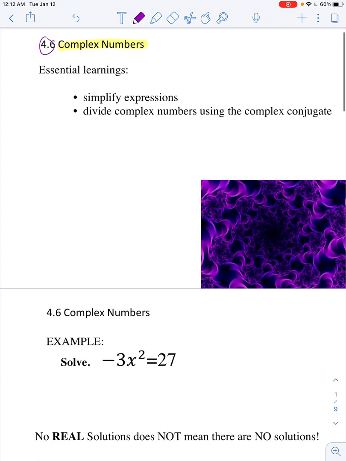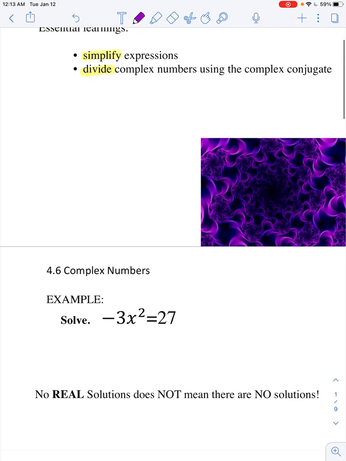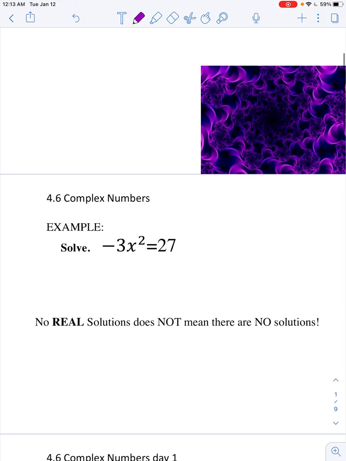All right, so what we're going to be talking about today is simplifying expressions. I always love the verbs, simplify expressions. And then we're also going to be dividing. We're going to learn some operations as well. So I'm going to call that kind of simplify and then perform operations, which is really a fancy way of saying things like add, subtract, multiply. It's going to be really reminiscent of what we did with radicals because there is a relationship between complex numbers and radicals. Foreshadowing.